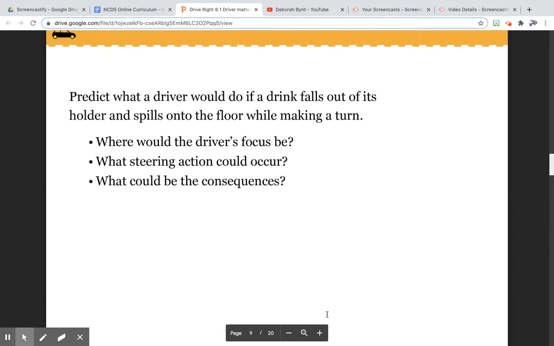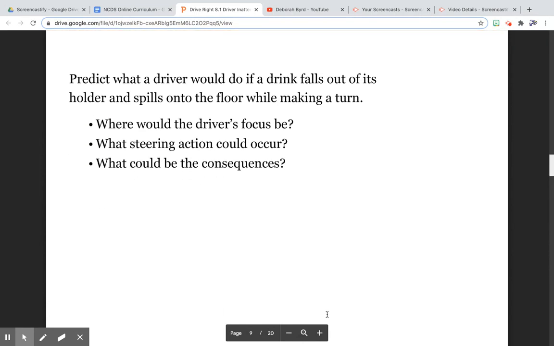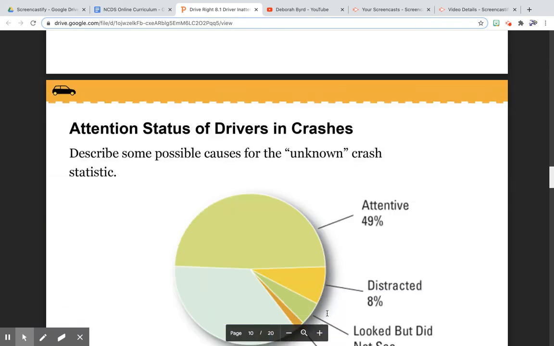Predict what a driver would do if a drink falls out of its holder and spills onto the floor while making a turn. Where would the driver's focus be? What steering action would occur or could occur? What could be the consequences?